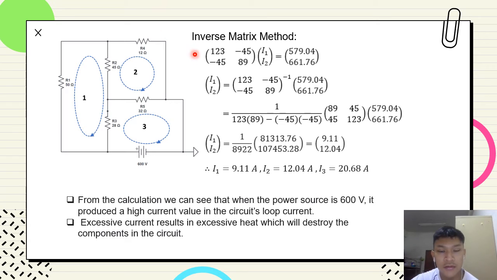Now, we take both of the remaining equations and use the inverse matrix method to find the value of I1 and I2. Here is the obtained value of I1, I2 and I3. From the calculation, we can see that when the power source is 600 volt, it produces a high current value in the circuit's loop current. Excessive current results in excessive heat, which will destroy the components in the circuit.